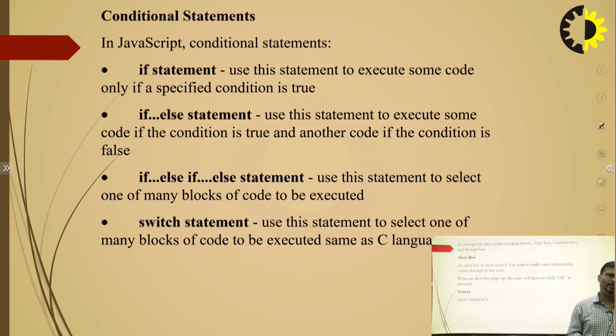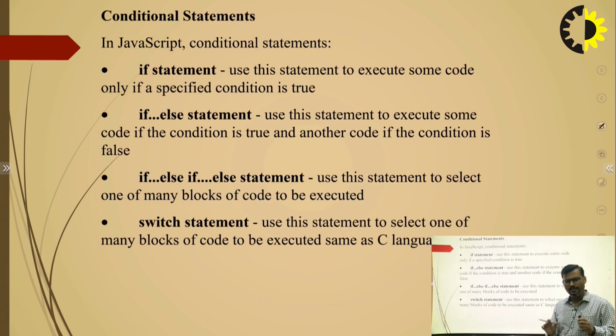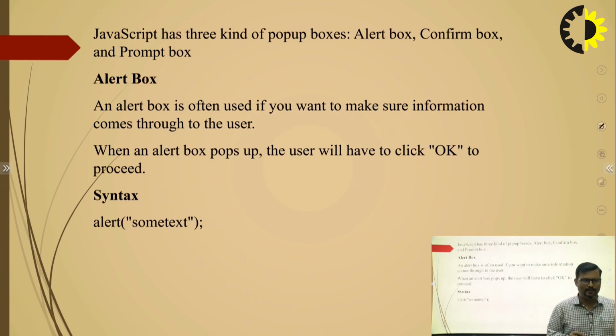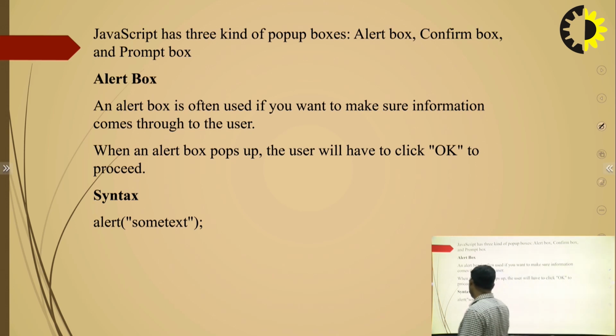Always keep in mind, the concept will be the same, but the programming and syntax will be different, but the main theme of the concept will be the same. Then JavaScript has three kinds of pop-up boxes: alert box, confirm box, and prompt box. The syntax of the alert box is alert and some text, suppose that virus.